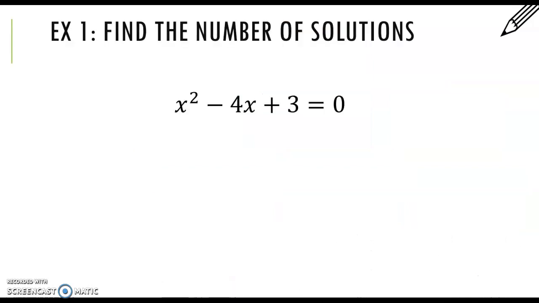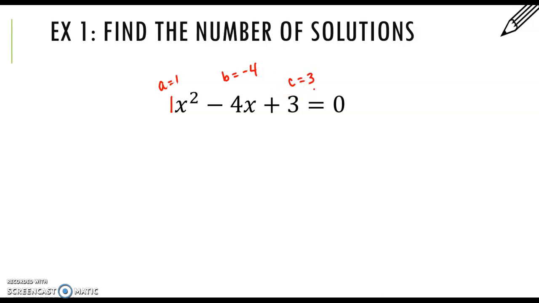We're going to do an example of this type of problem. We're going to find the number of solutions for this quadratic. Remember, if I can't see a number in front of x squared, that means a is 1, because this means I have 1 x squared. B in this quadratic is going to be -4, and c in this quadratic will be 3.